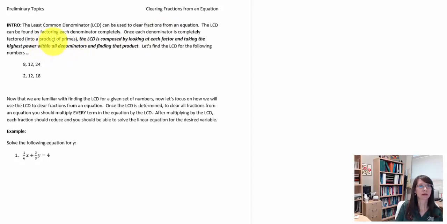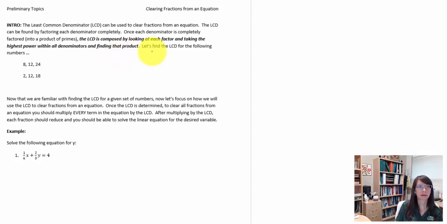The LCD can be found by factoring each denominator completely. So we're going to use prime factors in order to work through this technique. Once each denominator is completely factored into a product of prime factors, the LCD will be composed by looking at each factor and taking the highest power within all the denominators and finding that product. In other words, it's the product of each of the unique factors to their highest power.